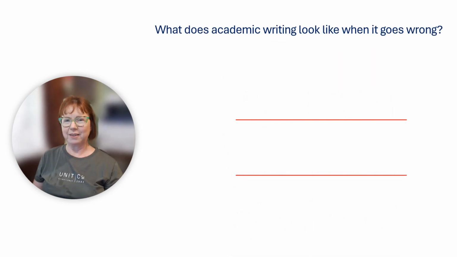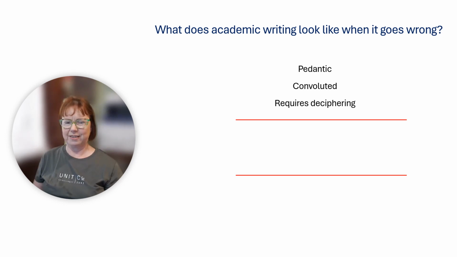What does academic writing look like when it goes wrong? It's probably evident from the cartoon what academic writing looks like when it goes wrong. But if we're going to put a few key words down to describe it, I think it could be these. It's pedantic. It's caught up in minutiae. It's convoluted, and it requires deciphering.